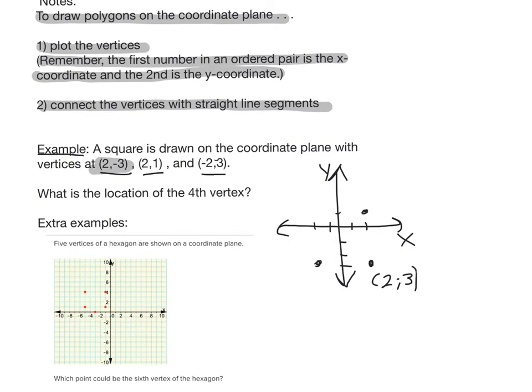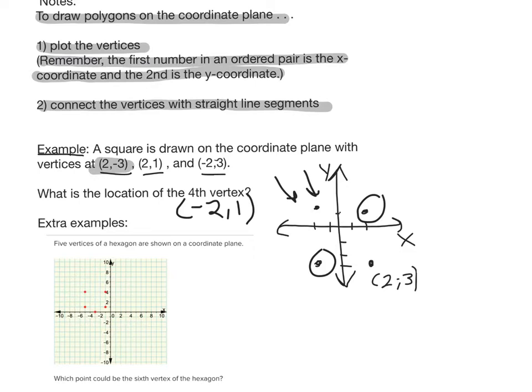Well, the 4th vertex is going to have to go here, and it's going to have to line up with this vertex and this vertex. So it's going to have to be 1 above the x-axis and 2 behind the y-axis. So it's going to be at (-2, 1). Okay, so that's our answer right there, (-2, 1).